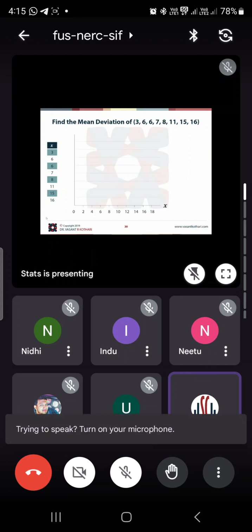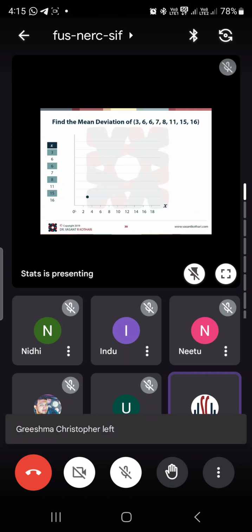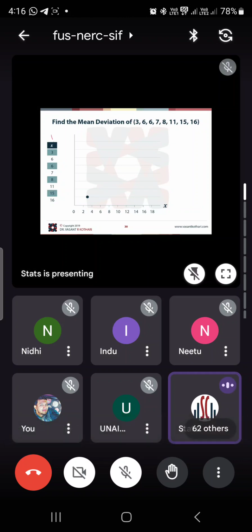Please listen carefully. Okay. Now, on this graph, first we will place the numbers. Like on the x-axis, we have these numbers. So this is number 3. In between 2 and 4, we need to place the 3.